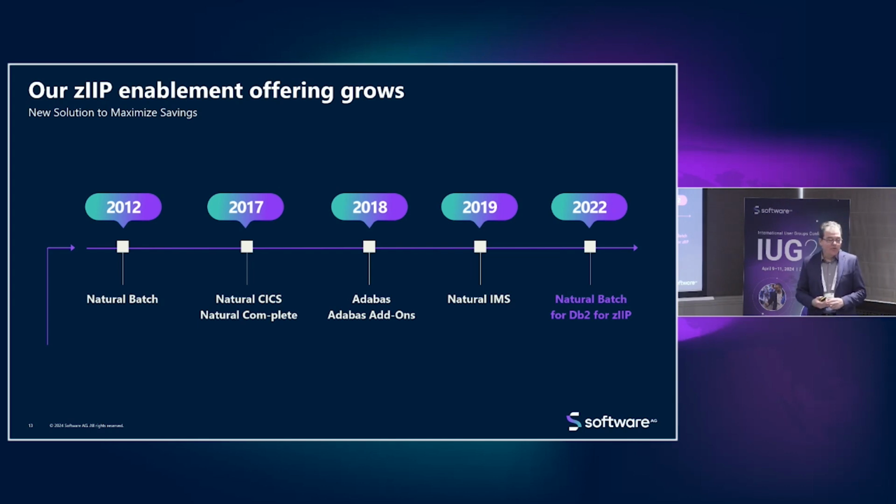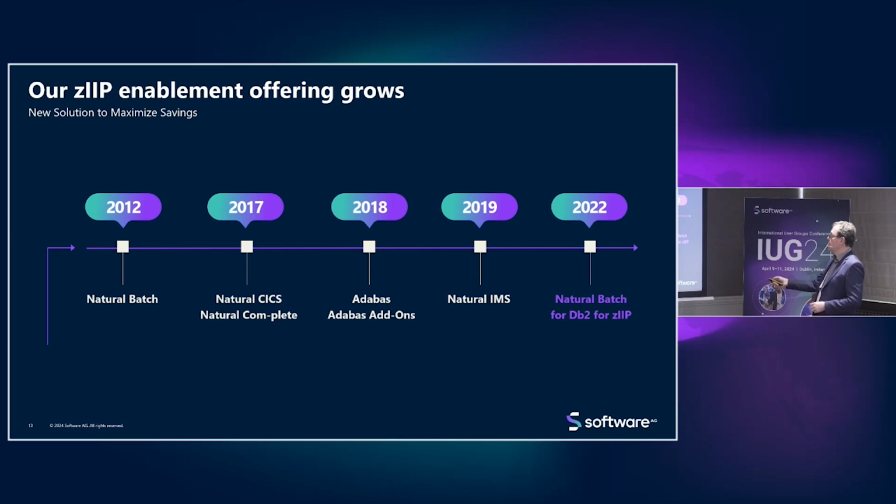So our Natural offering on zIIP keeps growing. We didn't stop in 2019 with Natural batch, we are growing. The reason for the growth is that we detected that our Natural DB2 customers were not experiencing the same value or efficiency for their environments on zIIP compared to the Natural Adabas customers. So we saw a potential area for improvement here, and Natural PM alongside Natural R&D worked on this area.